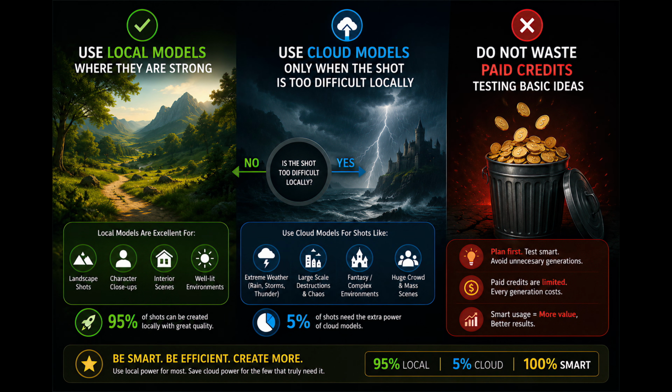And that matters, because if you can test shots locally, re-roll locally, build background clips locally, extend simple movements locally, and only use cloud models when you absolutely need them, you can save a serious amount of money over time. That is the hybrid workflow I keep talking about. Use local models where they are strong. Use cloud models only when the shot is too difficult locally. Do not waste paid credits testing basic ideas.